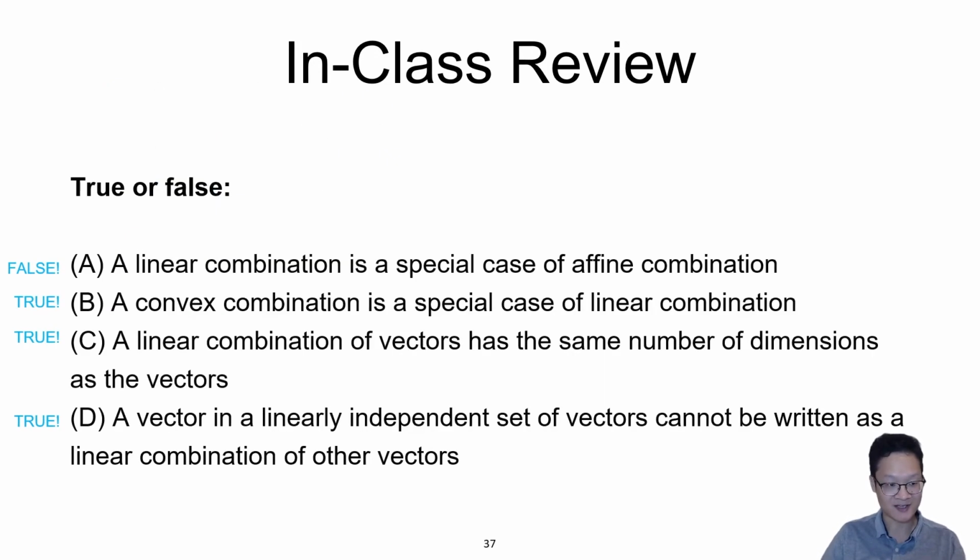So if we go back to the slides, the last part, the last one would be true. A vector in a linearly independent set of vectors cannot be written as a linear combination of other vectors, because if we could, then the vectors would no longer be linearly independent. So that's what we just showed.